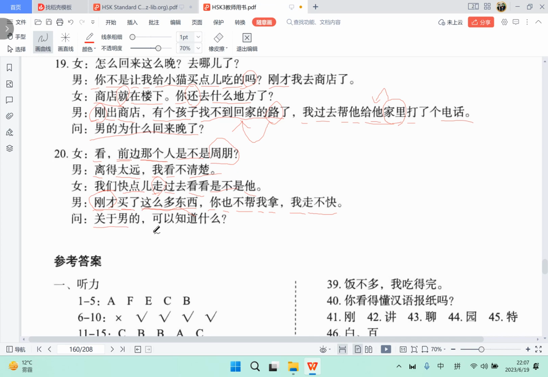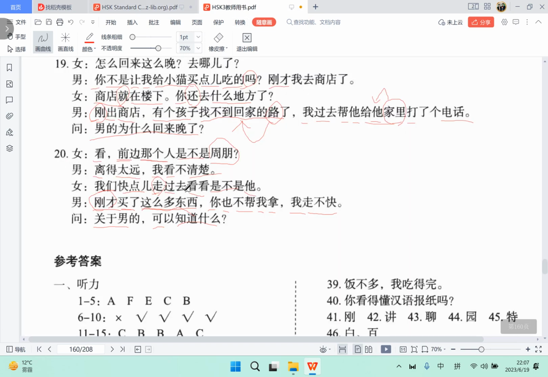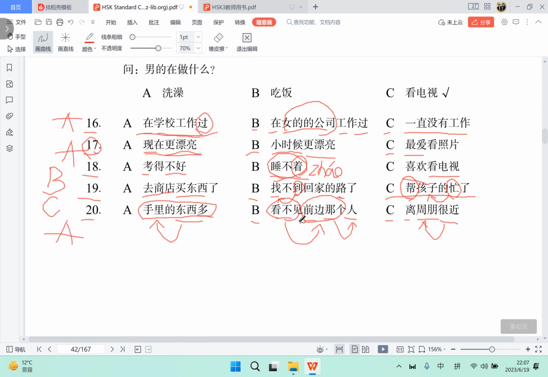OK, 关于男的可以知道什么? So about the man, what could we know? 手里的东西太多了, right? Too many things in his hand, so we choose A here. So why don't we choose B? Because here he said 看不见, which means can't see. But what he said is 看不清楚. I can see, but I can't see clearly. So that's the difference. This question is a little bit difficult compared with the others.